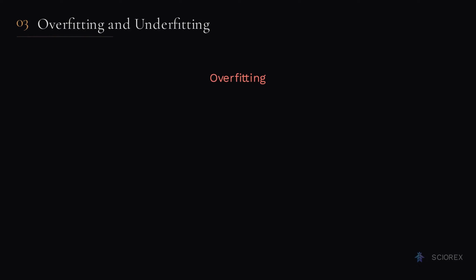Now we can define the central failure mode of machine learning. Overfitting. Overfitting happens when a model adapts too closely to the training data, including its noise, its quirks, its accidental patterns, and performs worse on new data as a result. The model is not learning the underlying structure. It is memorizing the specific examples.